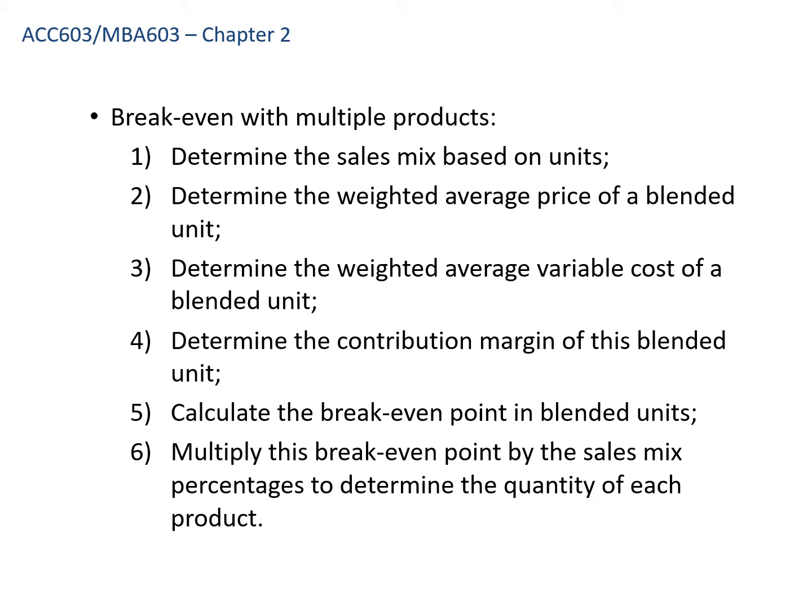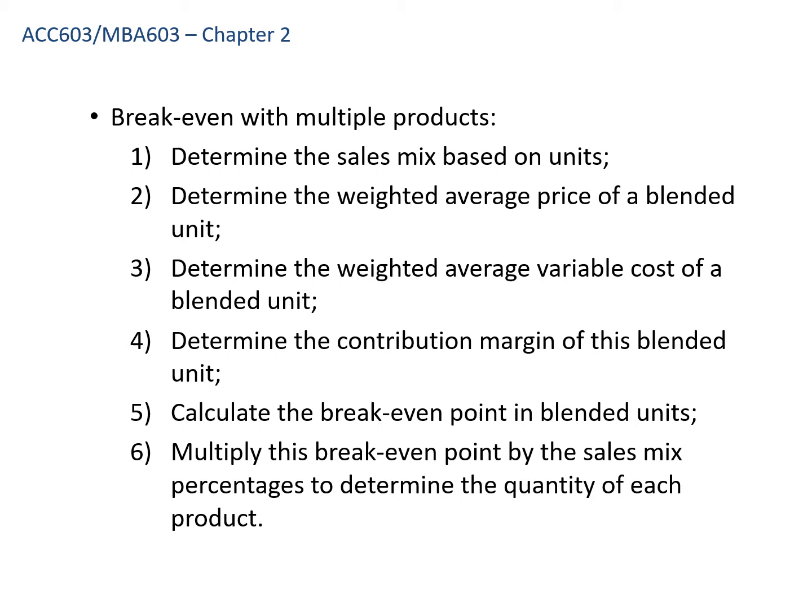So the first step here is, what is the sales mix in terms of units? So not in terms of dollars, but units. So if I sell a table and I sell 4 chairs, I'm going to have a mix based on those quantities. And I would determine the weighted average price. So the quantity or the mix times the price would give us a price of a blended unit. So we're going to deal with a fictional blended unit. And I would do the same thing with variable cost. So I have a fictional blended cost.